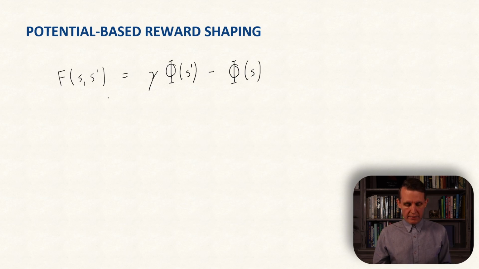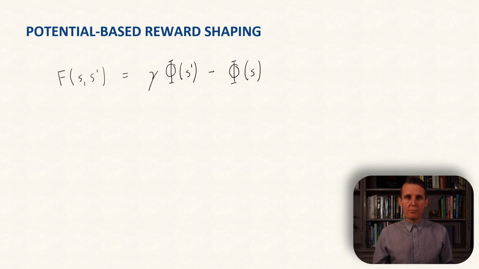If we define F like this, using the potential function, and we use the reward update from the previous slide or the SARSA version of that, this is still guaranteed to converge to the same Q function that it would after an infinite number of samples. A proof of this is in the notes. We won't go into it in this video.